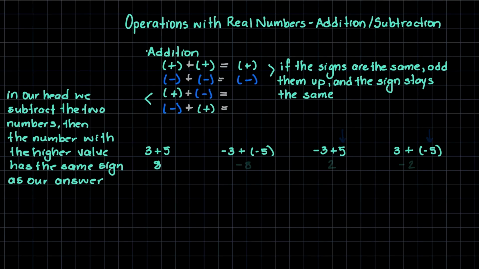Negative 3 plus negative 5. I have 3 negatives and 5 negatives. Altogether, I have 8 negatives. You see how I'm just adding up the number of negatives I have. The sign should stay the same.